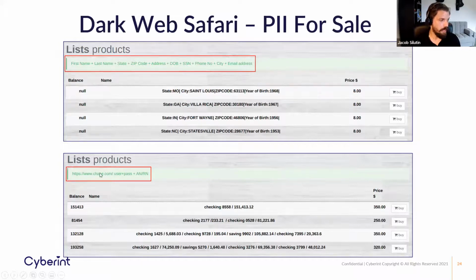Chase accounts. Chase is a bank in the United States. Username, password, and you can also see the balances of the checking accounts here. Also for sale, $350. Very easy to purchase.